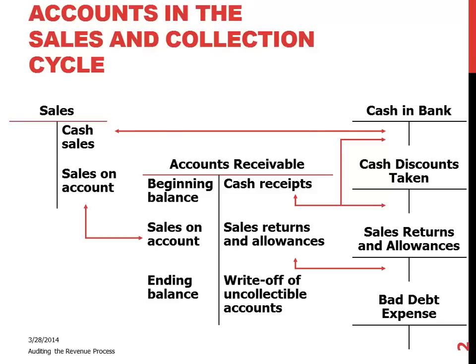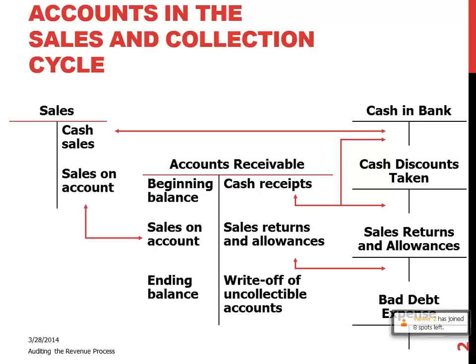The flip side of that is you shouldn't see any debits in sales. Why would you not expect to see debits in sales? What's the reason for that? Right, there's no such thing as a contra sale account. Sales revenue in the income statement is normally a credit balance. So when you see a debit in the sales account, that should raise a red flag for you.